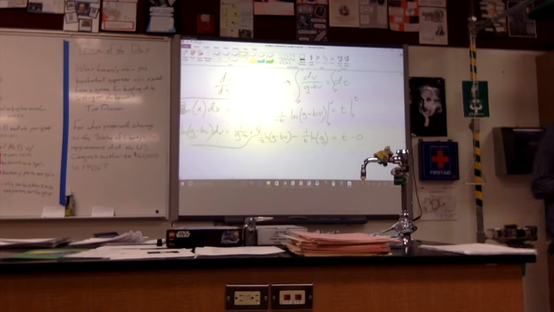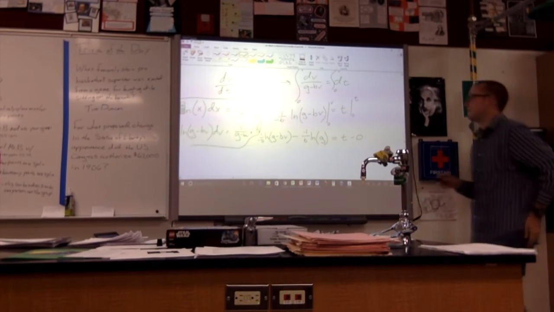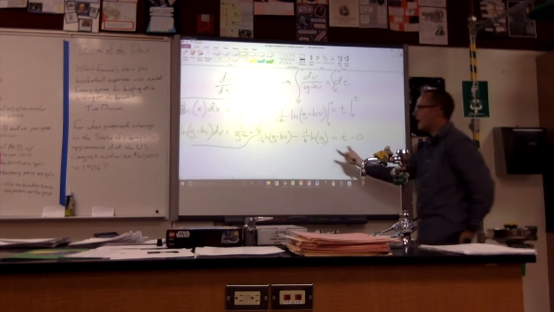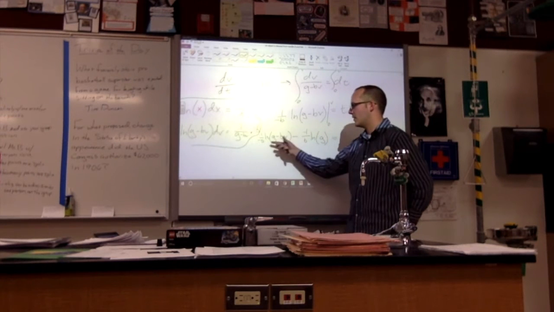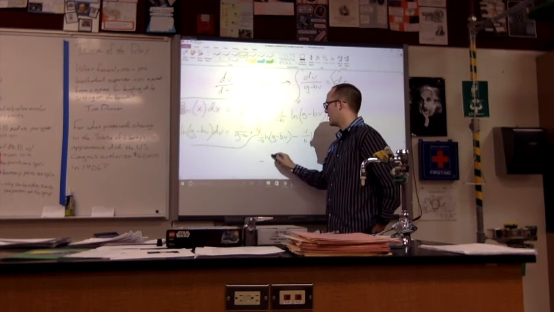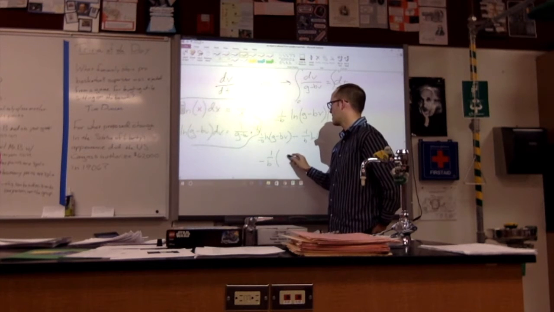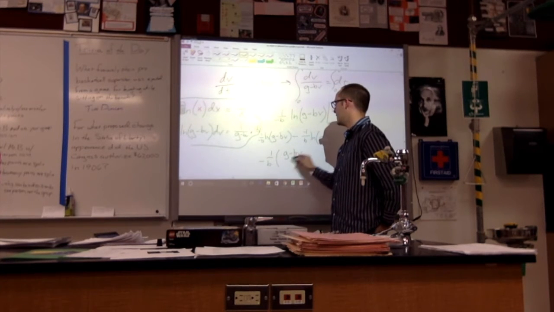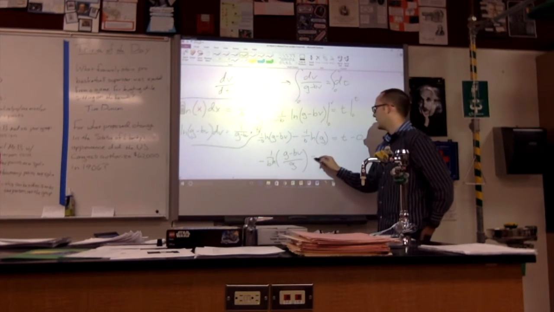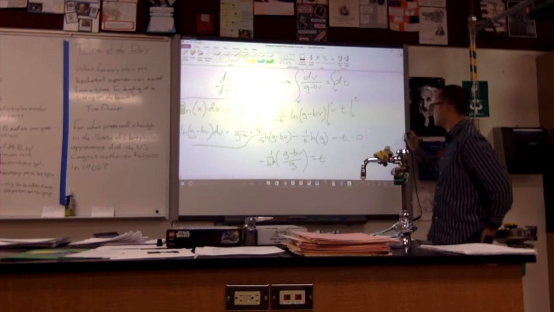Okay. So when you add or subtract two ln functions together, you divide what's on the inside. So minus 1 over b, ln of b minus bv over g, equal to t.